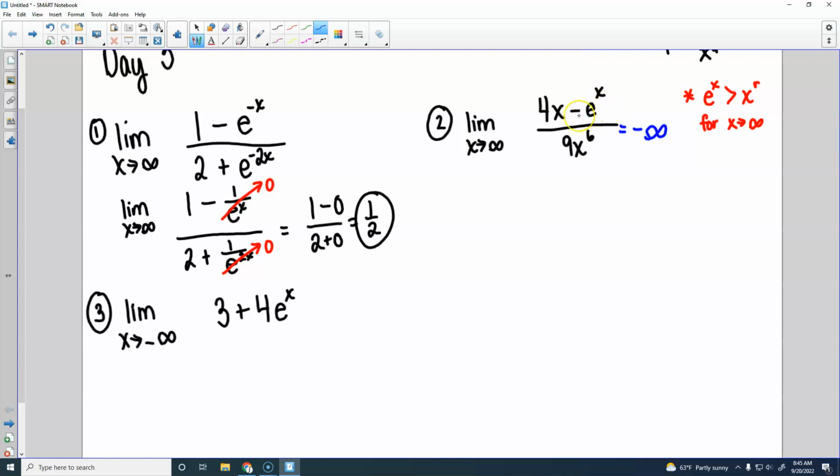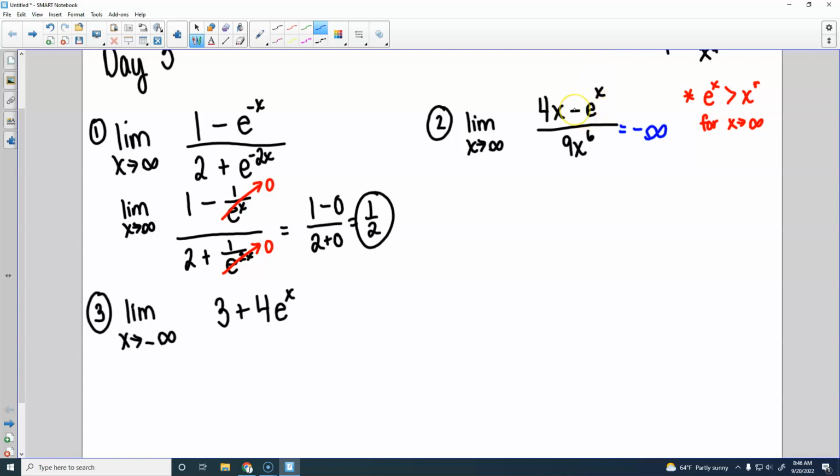So if we think about what's happening with these numbers, all of these numbers are going to get larger, right? So 4x, that number's going to get larger. e to the x gets larger, 9x to the 6. All those numbers are getting larger. So it's almost like a race, like which one's getting larger faster. And so x to the 6 gets bigger faster than just 4x, right? Because its exponent is higher. But e to the x is going to get bigger the fastest. So this is going to be the number that is really going to control what you're getting for large numbers.